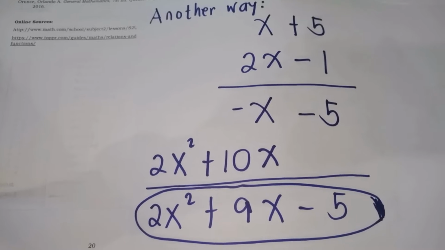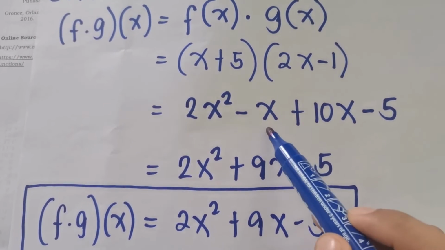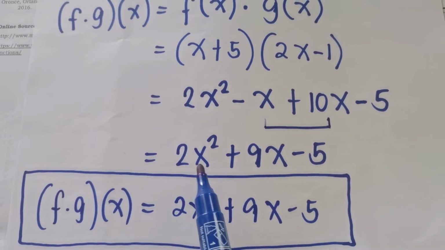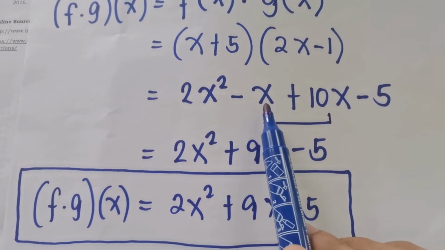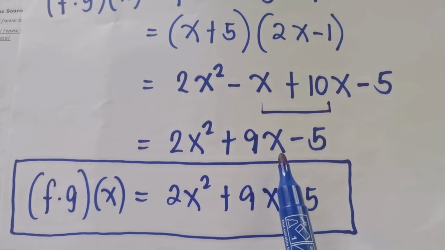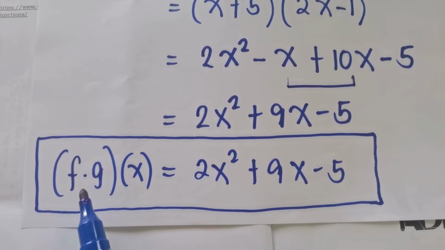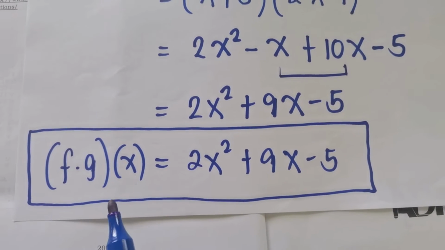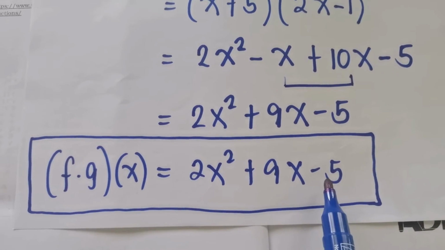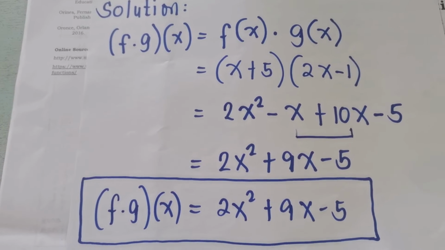Okay, back to our solution. Now let us combine like terms. Copy 2x squared. Then negative x plus 10x, we have 9x. Then copy negative 5. Now, the quantity f times g of x is just equal to 2x squared plus 9x minus 5.